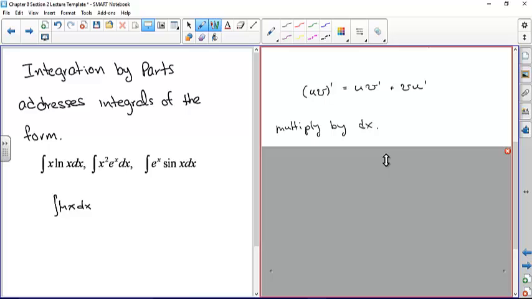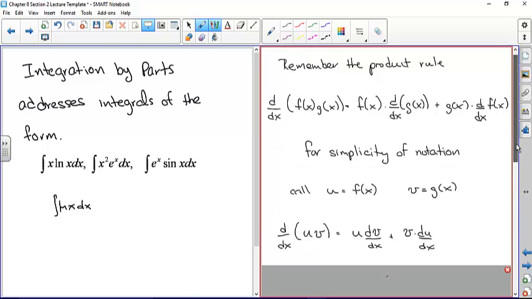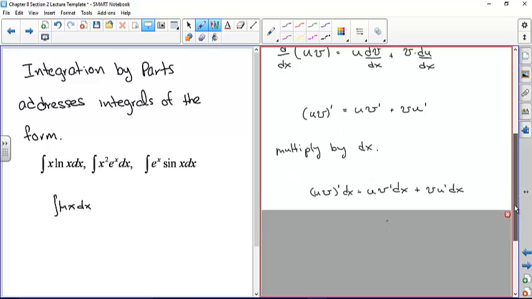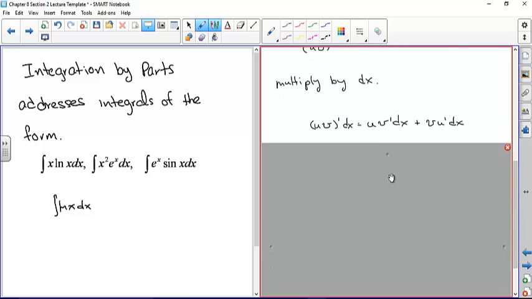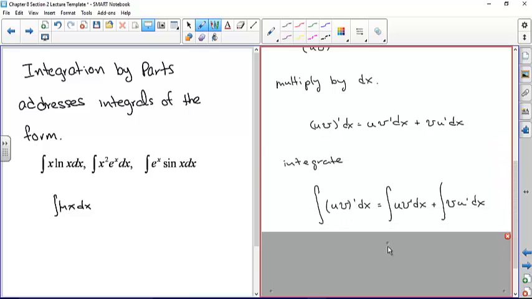So we multiply every term by dx. We can do that because it's algebra. So we end up with that. Okay, let's keep going down here. So we multiply everything by dx, so we get that. And then we integrate everything. So we get the integral of the quantity uv prime dx, the integral of u v prime dx, and the integral of v u prime dx.